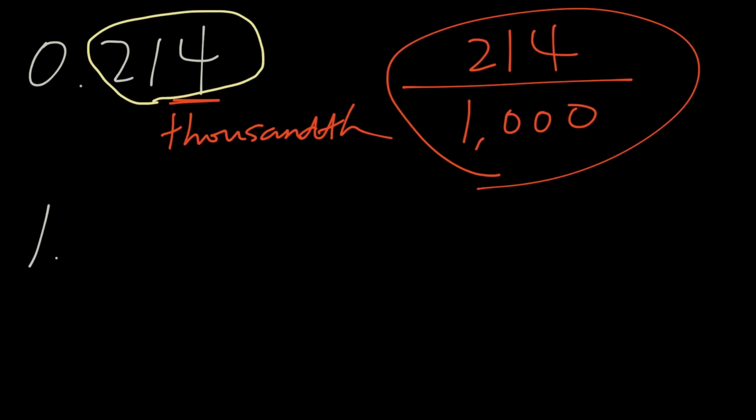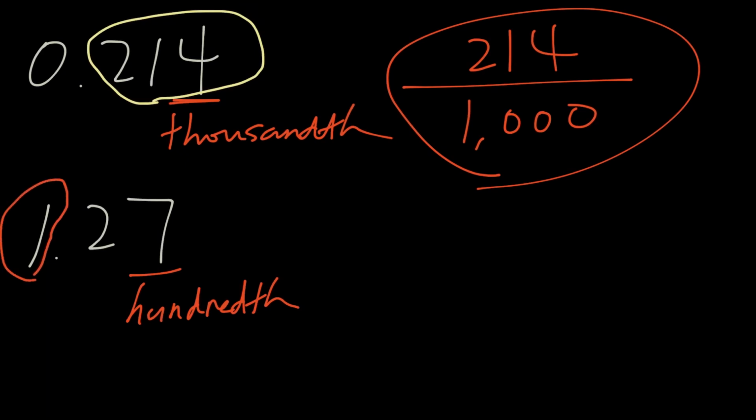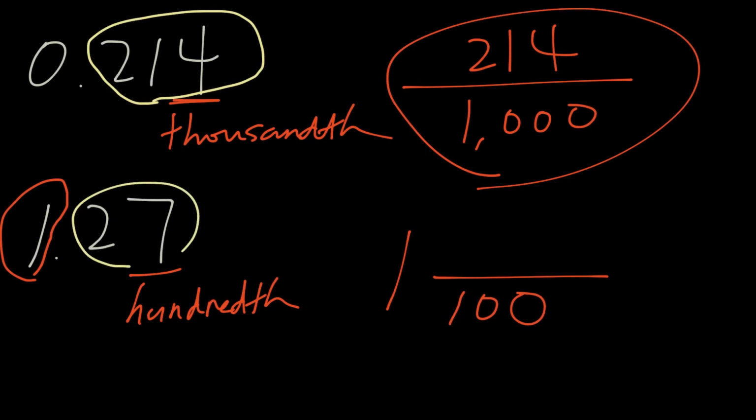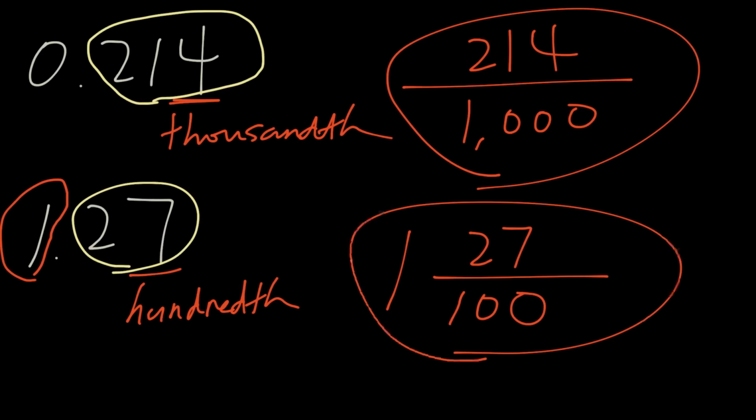What about this decimal, 1.27? Now in this case, we can see that it's in the hundreds value, but we also have a 1 in front of the decimal point. So we want to place the 1 in the front of the fraction and do the same thing in the denominator, which is the 100th value. And then we will take the 27 and place in the numerator. And that would be our answer.